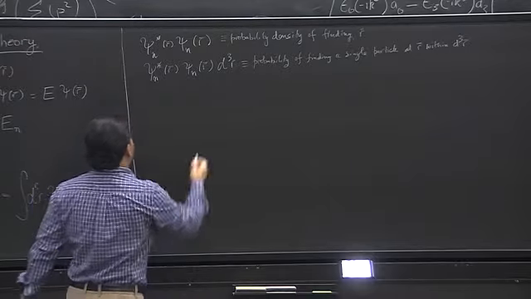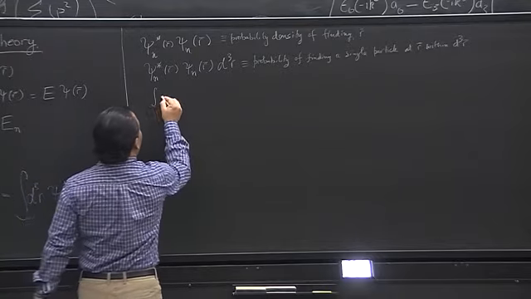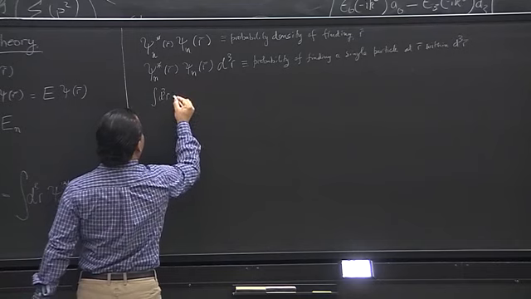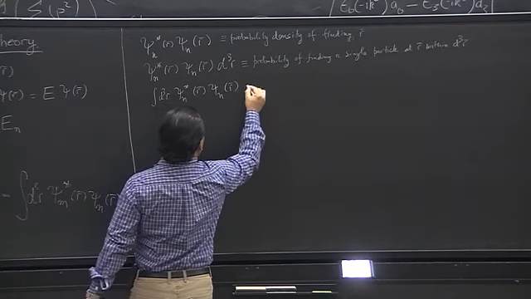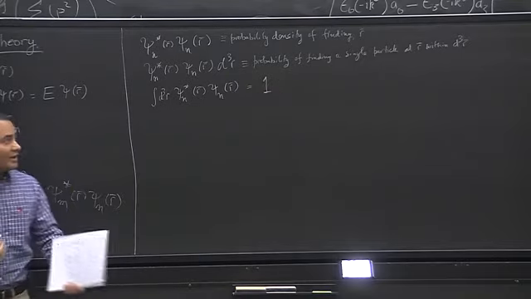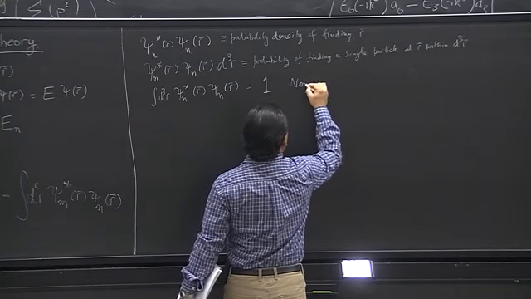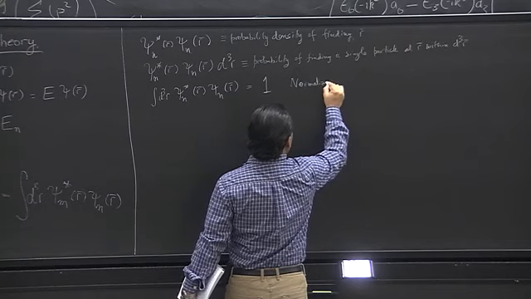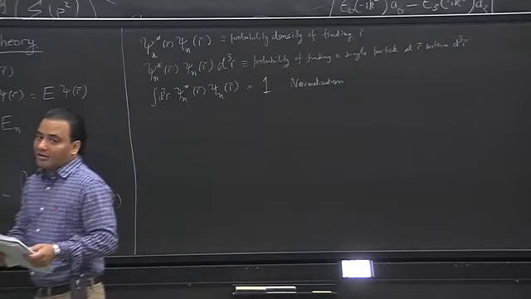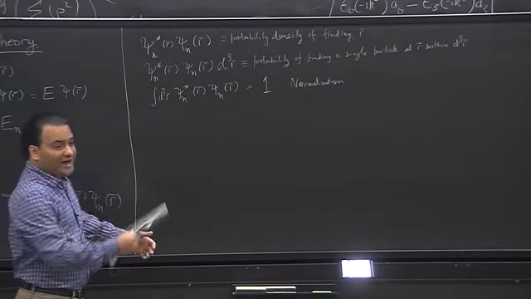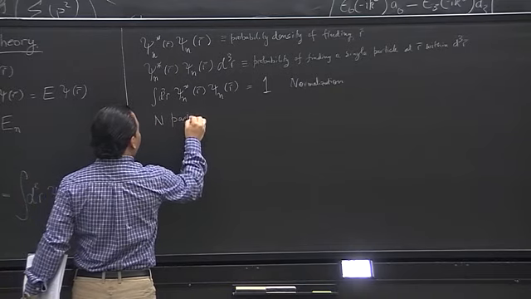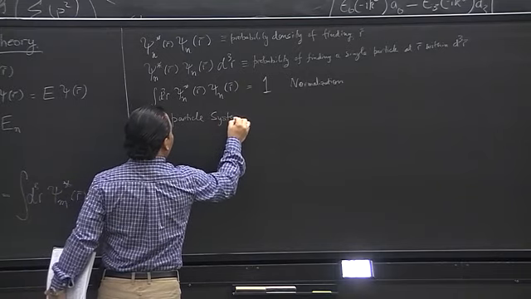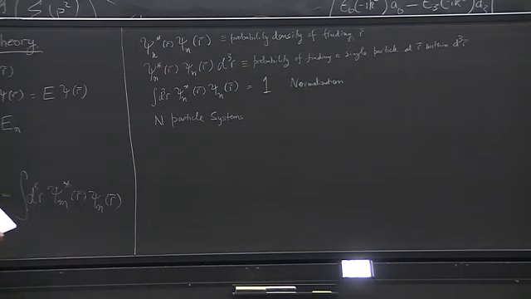If you integrate this probability over the whole space, you should get 1, because the particle has to be at some coordinate. This is the normalization condition. Now, as we discuss condensed matter systems, we will deal with a large number of particles. So I will typically call this an N particle system, where capital N denotes the number of particles that exist in our system. We should extend all of this to N particle systems.